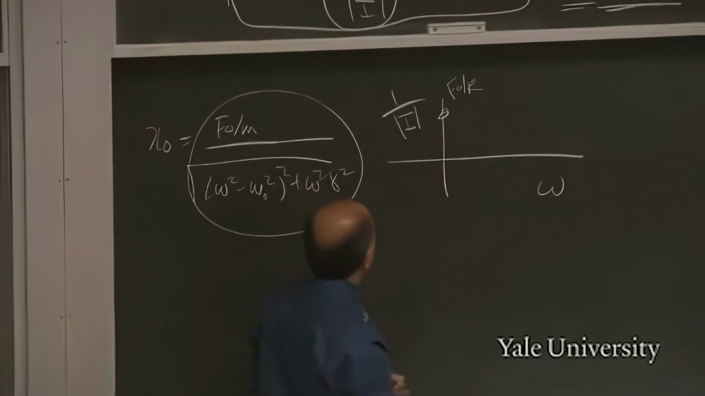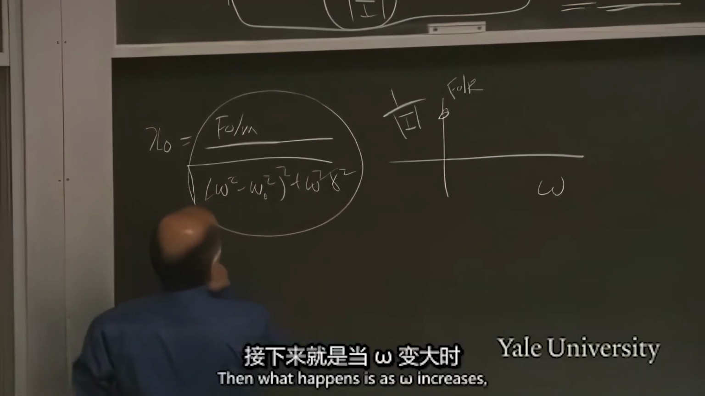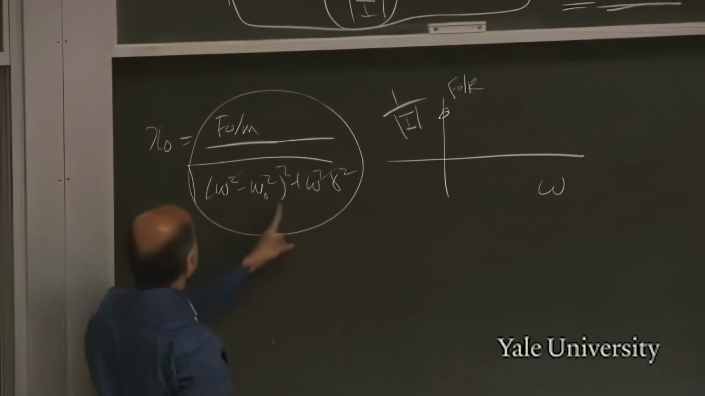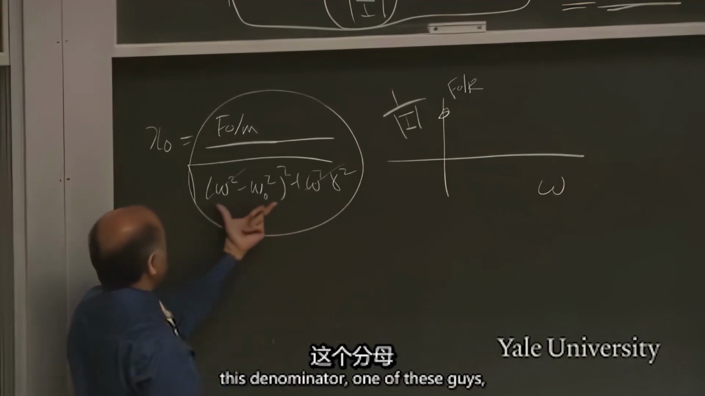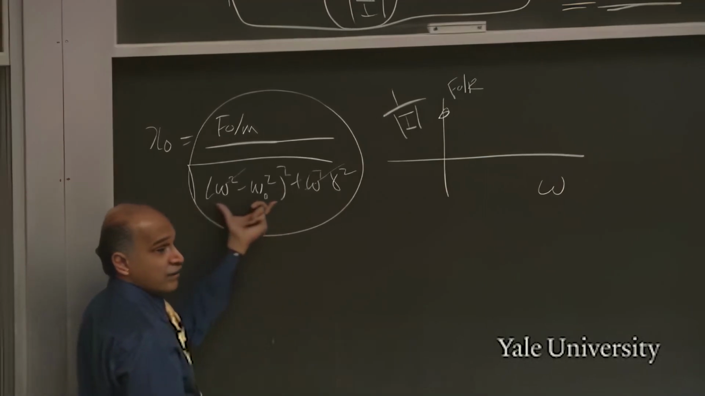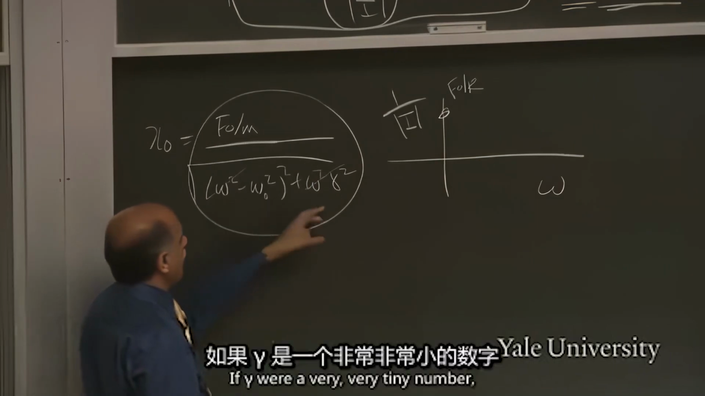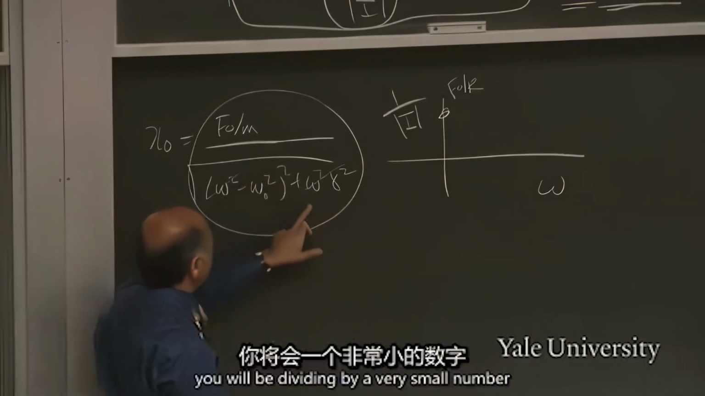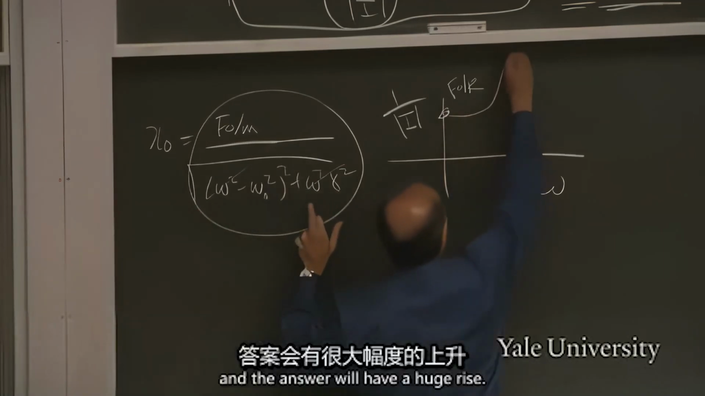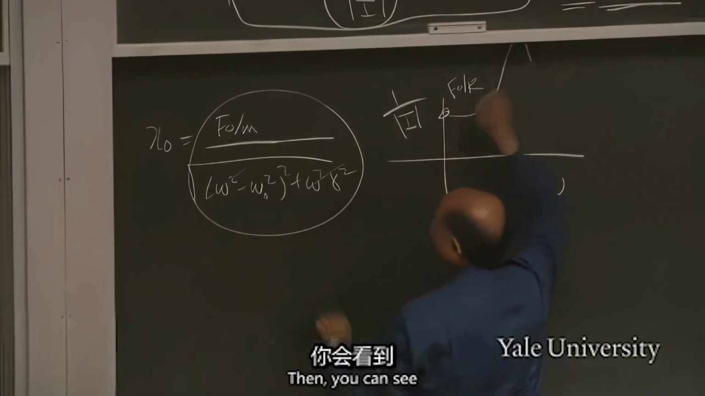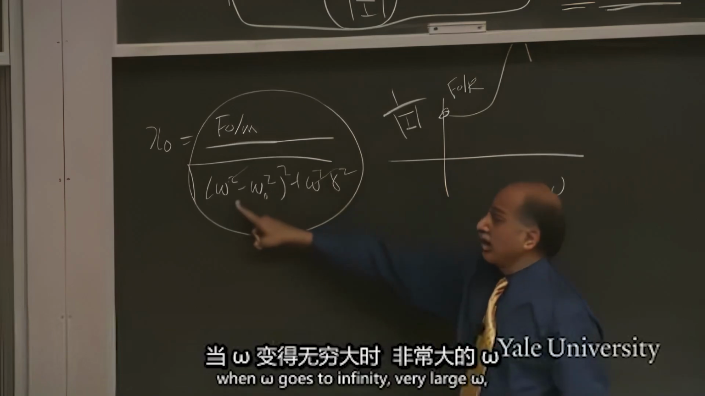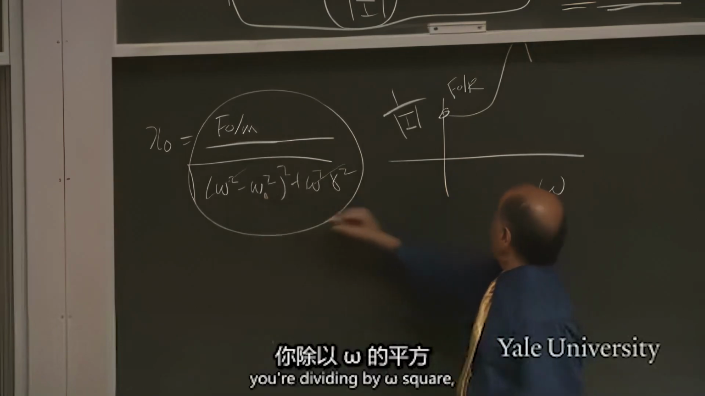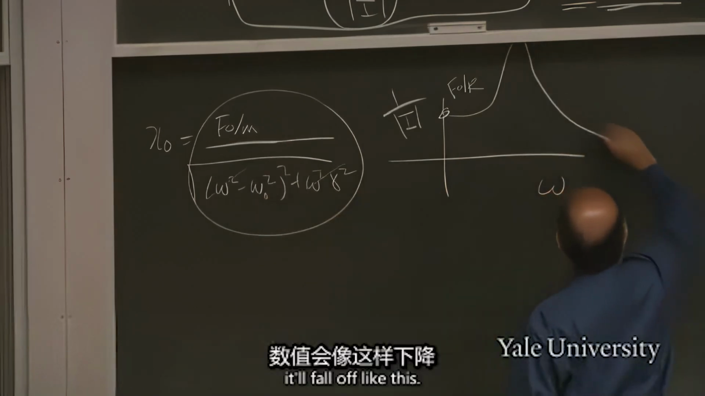Then what happens is, as ω increases, one of these guys in the denominator is starting to vanish. If γ were a very, very tiny number, when ω0 equals ω, you will be dividing by a very small number, and the answer will have a huge rise. Then you can see when ω goes to infinity, very large ω, you're dividing by ω², it'll fall off like this.